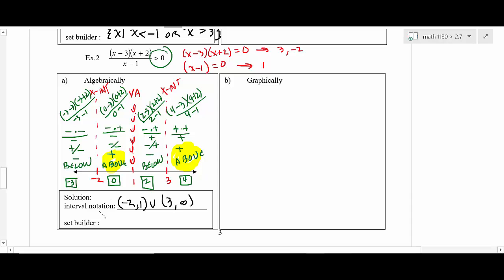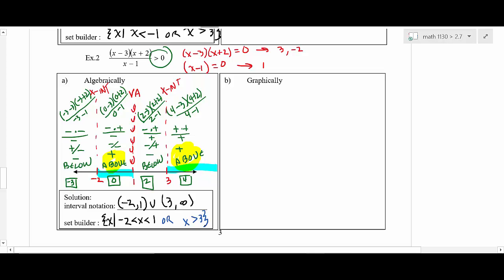As far as set builder, you would go like this. You would say set of x, where -2 is less than x is less than 1. Again, that would be this region right in here. And then for the other region, you can say, or x is greater than 3. Okay, so that's how that goes. All right, does that make sense?